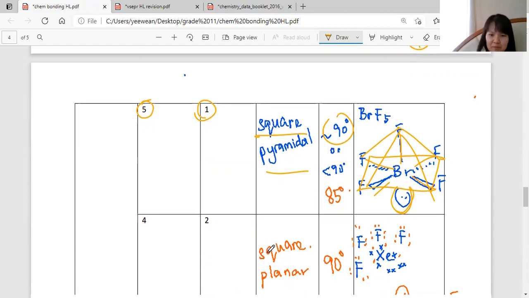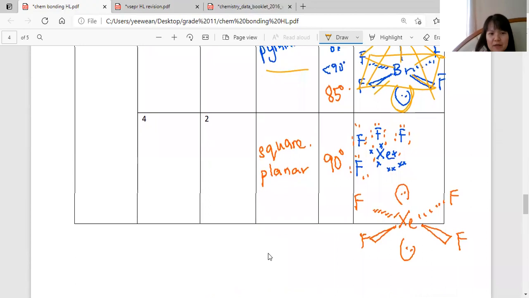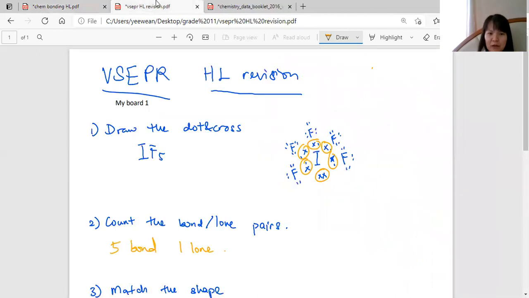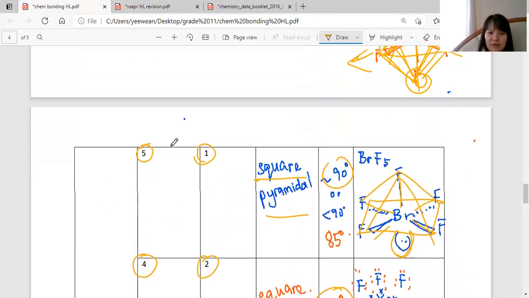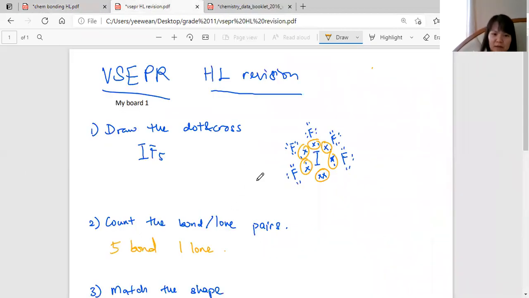And if we get 4 bonded pairs and 2 lone pairs, then it's square planar because the lone pairs have to repel as far as possible, therefore leaving us with just this square that is flat, so planar. Therefore, it's 90 degrees as well. Okay, so back to our question. We have here 5 bonded pairs and 1 lone pair. So it's this one, 5 bond and 1 lone. So it's going to make a square pyramidal.